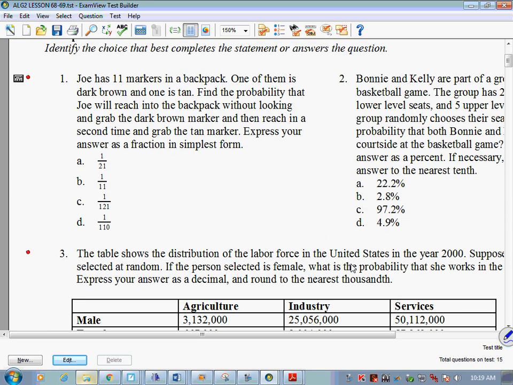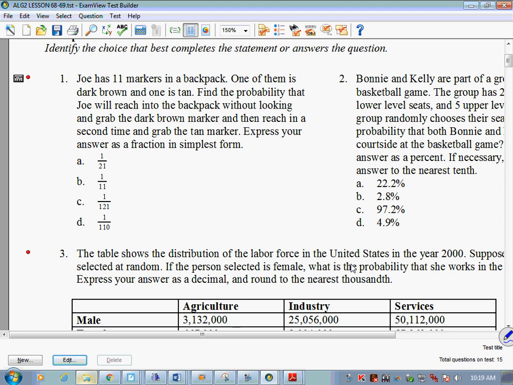All right, let's look at this first one. Joe's got 11 markers in his backpack. One of them is dark brown, one is tan. We don't know what the other 9 are. It doesn't really matter. We want to find the probability that Joe will reach into his backpack without looking and grab the dark brown marker, then reach in the second time and grab the tan marker. Express your answer as a fraction in simplest form.